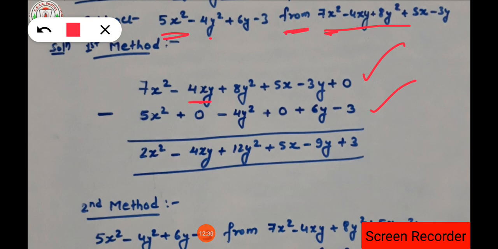So minus 4xy does not have any like term in 5x square minus 4y square plus 6y minus 3. So we are going to write 0 over there, because the xy term is not present in the question. Now the next like term is 8y square, and below it what are we going to write? Minus 4y square. Next is 5x, again we do not have any 5x term here, so we are going to write 0 just below it.